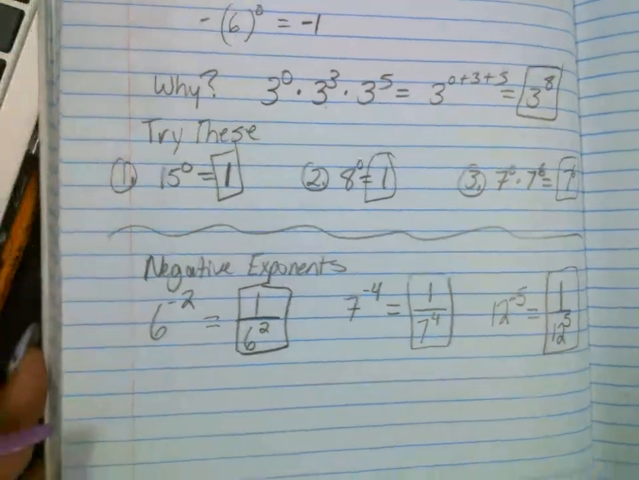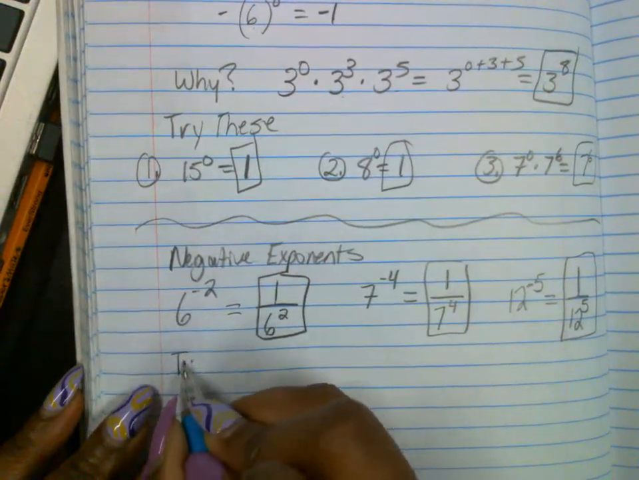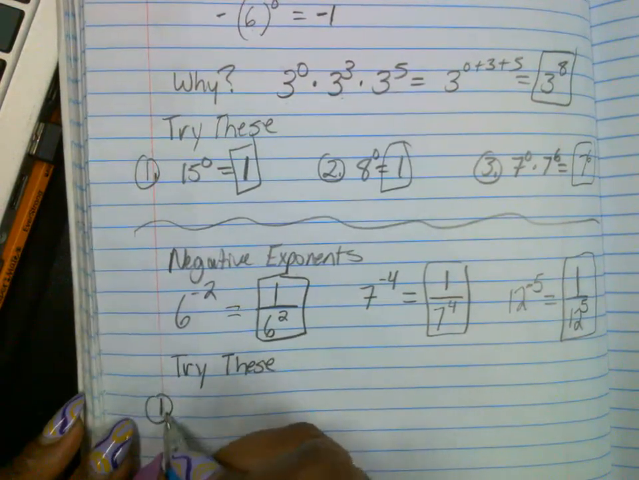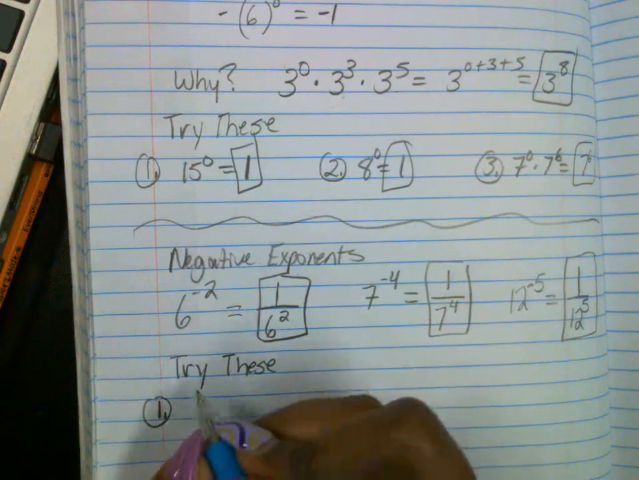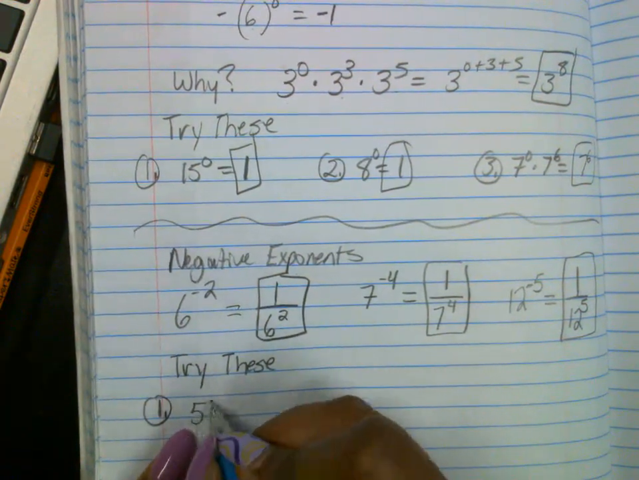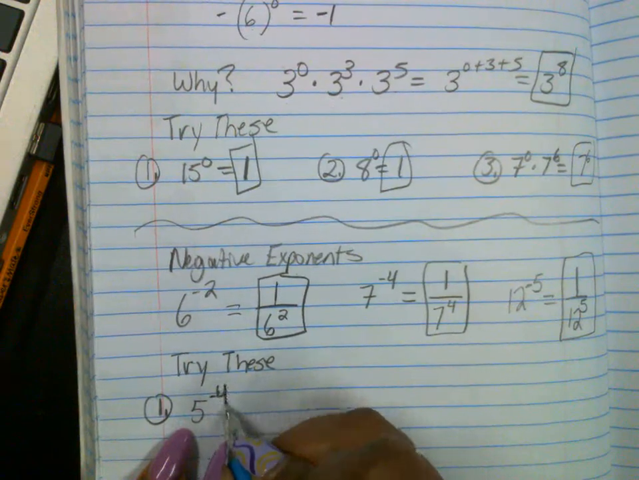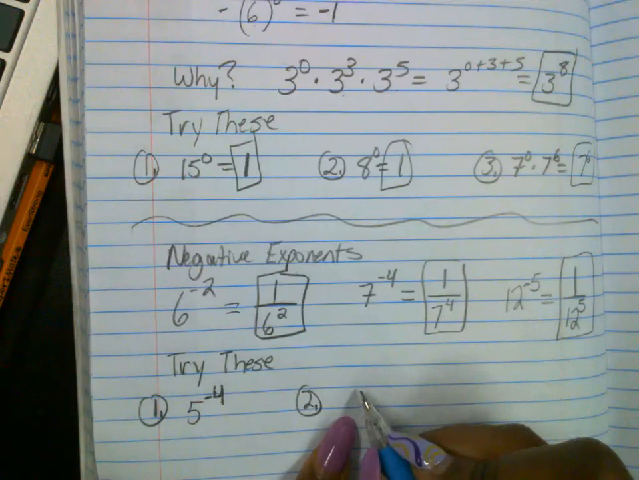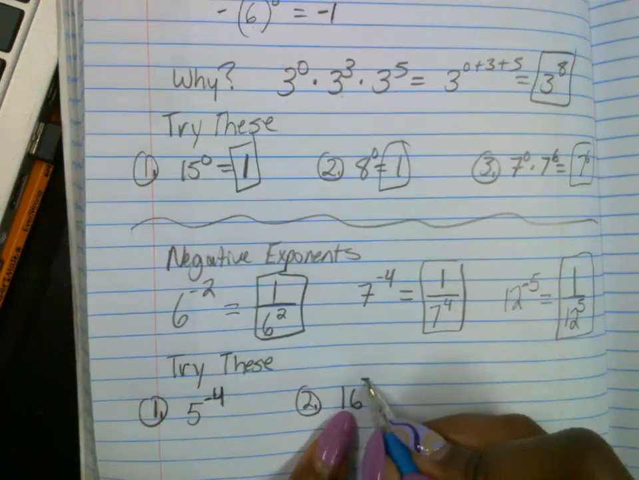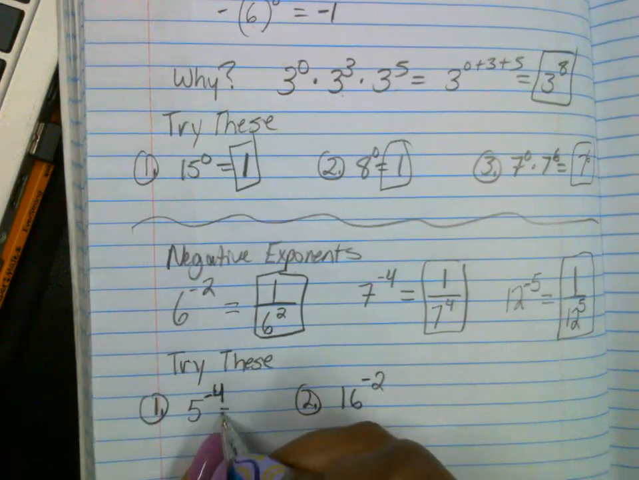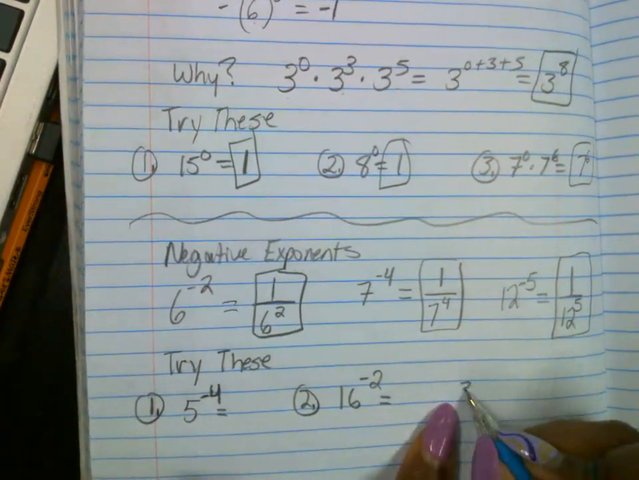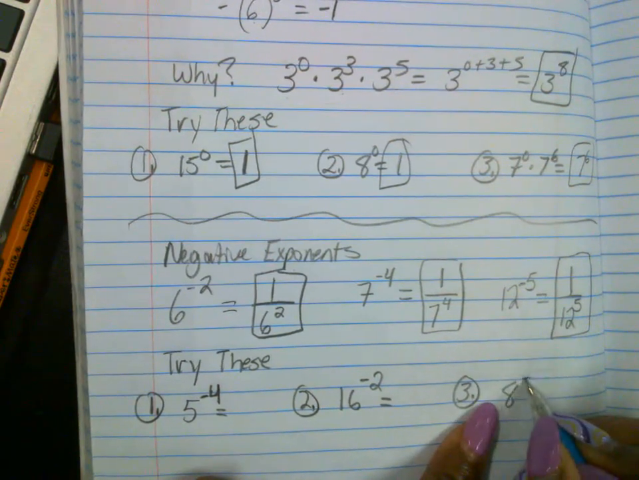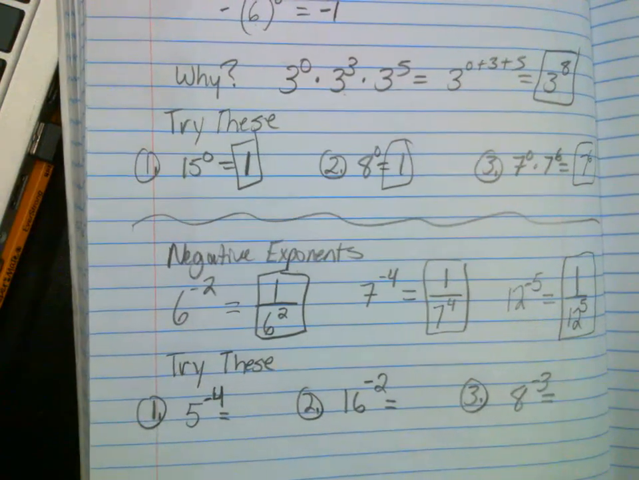See if you can do these. Try these. Please try, okay? First one, we're going to try 5 to the negative 4 power. This is a 4, okay? Negative 4. Second one, see if you can get those.